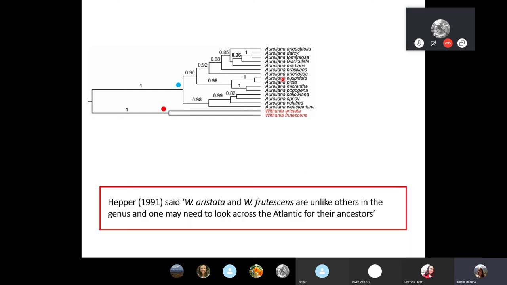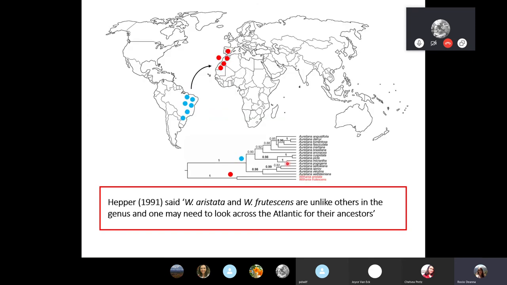So something very interesting here is that Hepper, in his morphological and taxonomic work, already said that these two species, Withania adpressa and Withania frutescens, were unlike others in the genus, and that we should look across the Atlantic to find their ancestors, where Athenaea is. So after almost 30 years, we confirm this with molecular data.